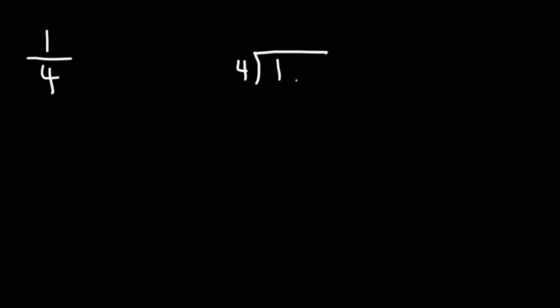Now 4 doesn't go into 1 because 1 is smaller, so we need to add a decimal point and a 0. How many times does 4 go into 10? 4 goes into 10 2 times. 4 times 2 is 8. So 4 times 0.2 will be 0.8. 10 minus 8 is 2, so 1.0 minus 0.8 is 0.2.